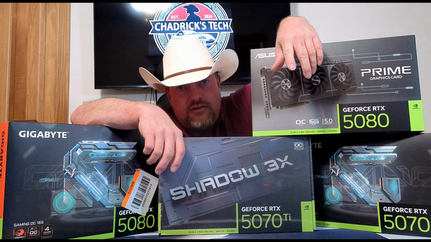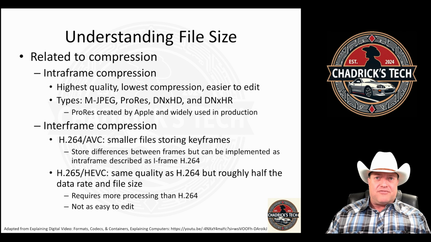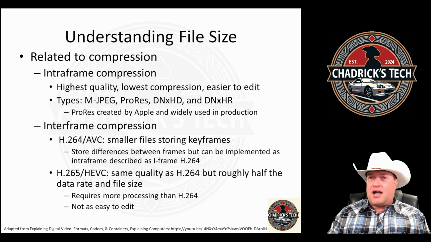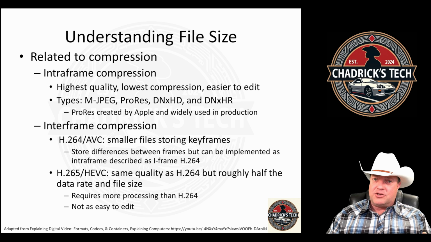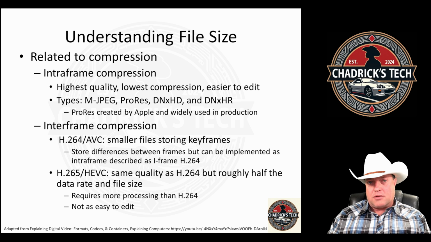Then there's inter-frame compression. When you look at these two particular types, H.264 has smaller files, and they store keyframes in between. It basically just tracks the differences and allows you to compress the files. And it's interesting that H.264 can also be implemented as intra-frame, but it would be described as I-frame H.264. So it can be used as sort of a hybrid. So now it gets even more complicated, right?